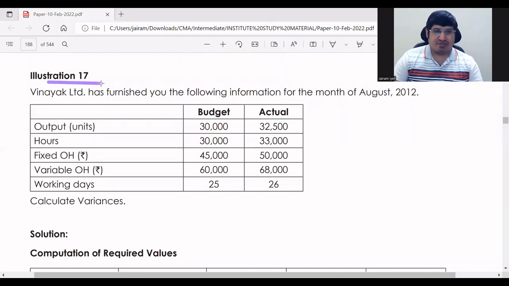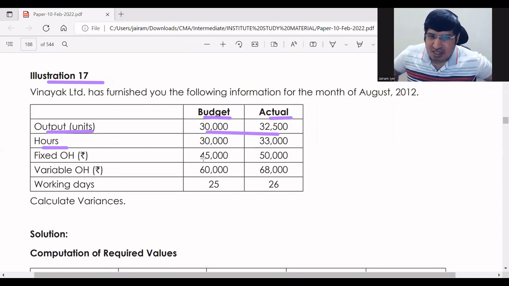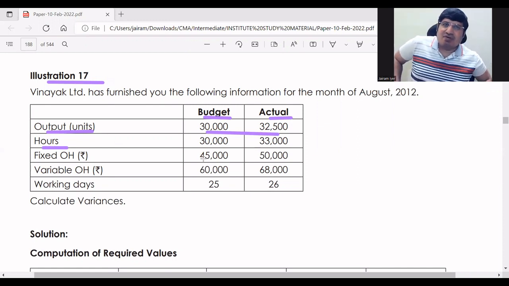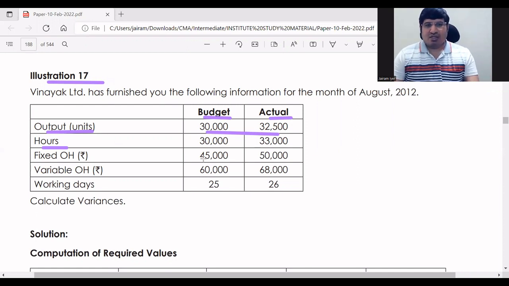Illustration 17. So Vinayak Limited has furnished you the following information. So this is budgeted, this is actual. Units are given, then hours are given. Hours are given, so we will use hours. Normally you will have data with hours.